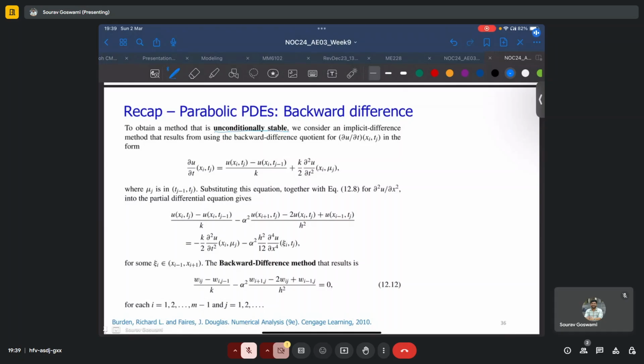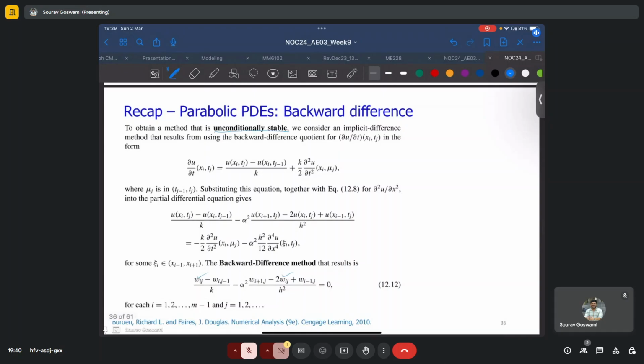And this results in equation 12.2, where the information at the point ij is available in the form (wij minus wij minus 1) by k minus alpha square times (wi plus 1j minus 2 wij plus wi minus 1j) by h square is equal to 0. So we see that this cannot really be simplified any further to obtain wij in terms of all other known quantities.